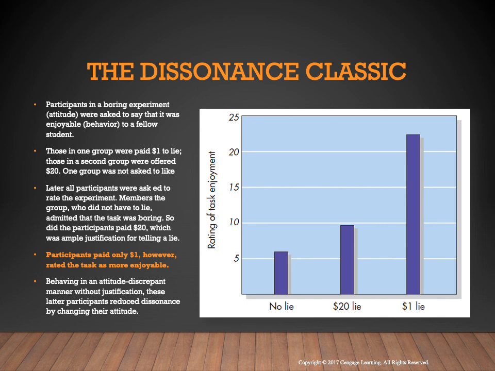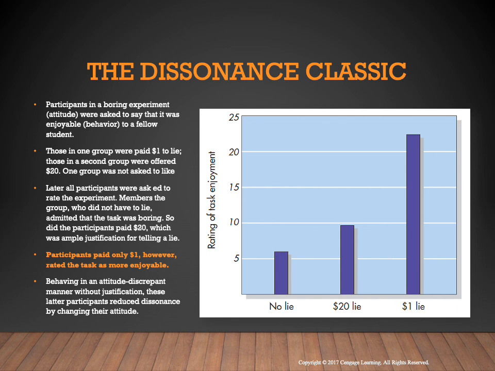The dissonance classic. Now let's look at the results from the classic experiment conducted by Festinger and Carlsmith, which discovered the phenomenon of cognitive dissonance. In this experiment, participants were brought into the lab and were asked to complete extremely boring, extremely tedious tasks, which they believed were part of an experiment. As they were getting ready to leave, the actual experimental conditions began.